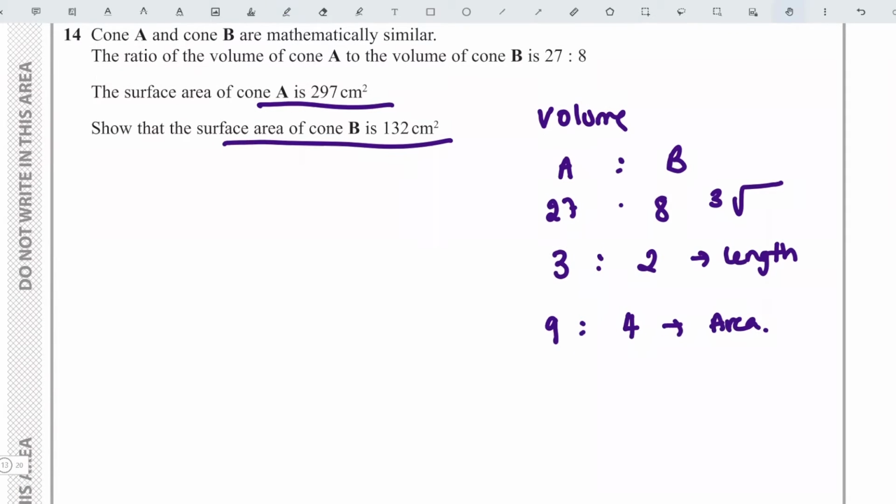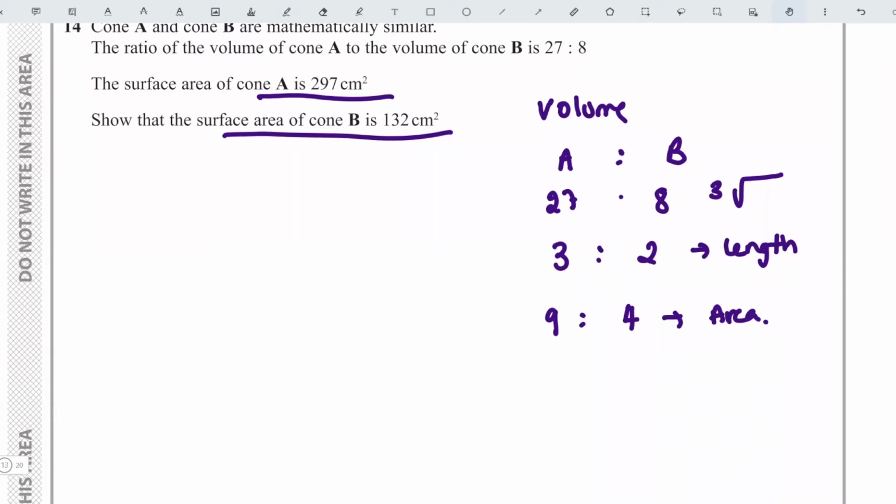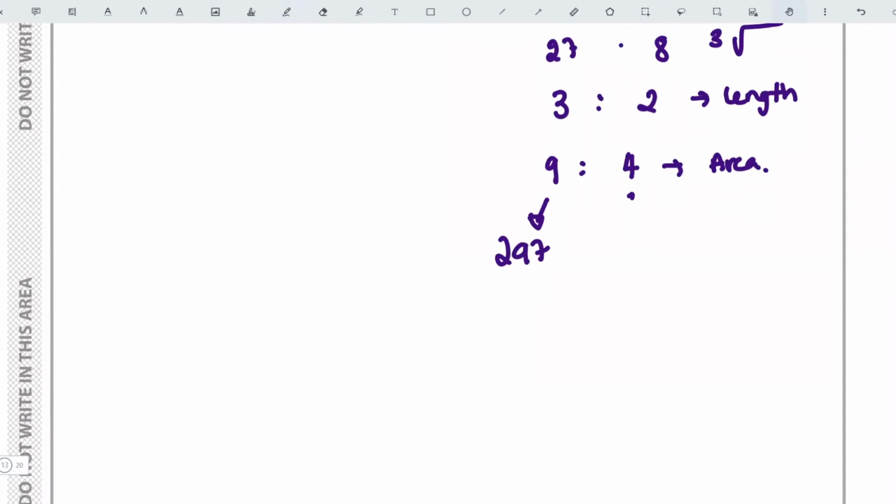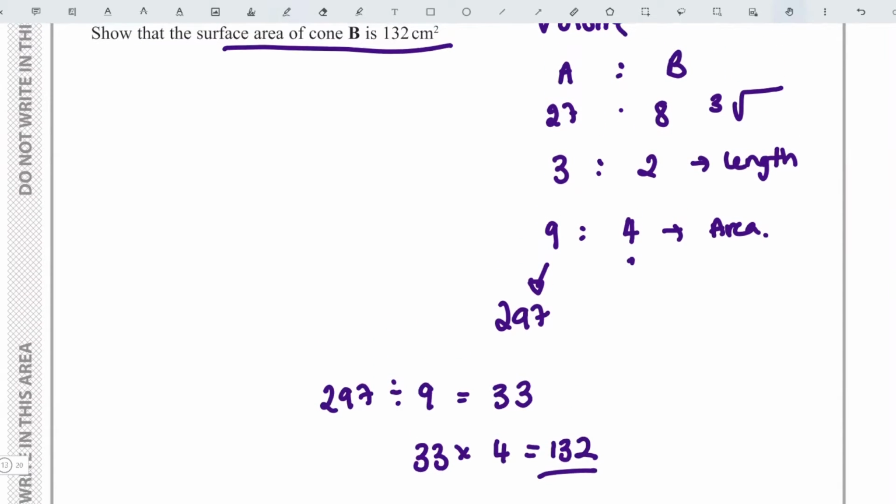Right, I know that the surface area of cone B is 132. Is that right? And the surface area, I've got to show that. It tells me the surface area of A is 297. Well, if I do 297 divided by 9, that gives me 33, and I could just times it by 4 then to get 132. And is that what they want? Yes, centimeters squared. And we've done what they want us to do. Quite simple and straightforward and very easy going. Let's have a look at the next question then.